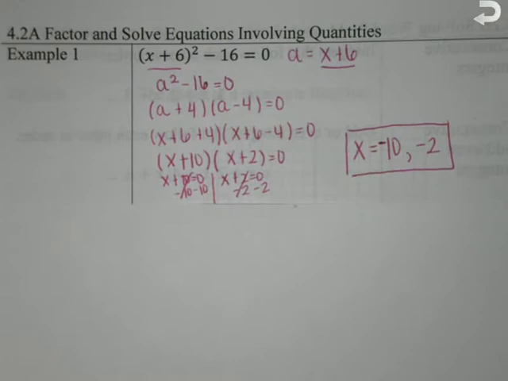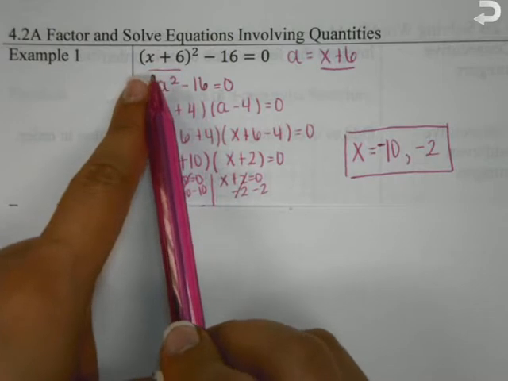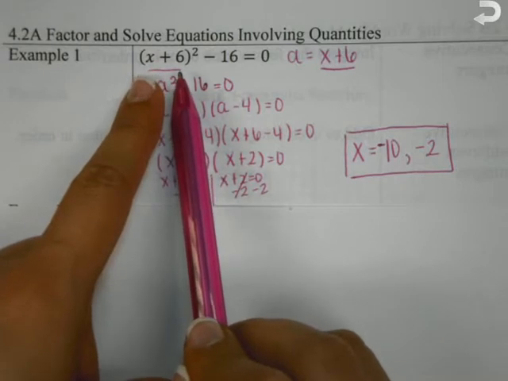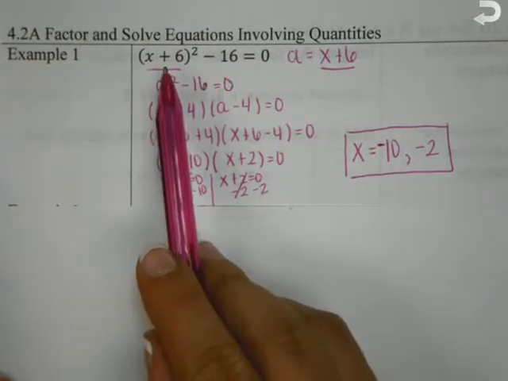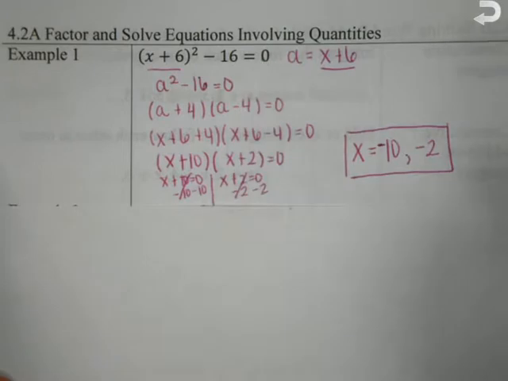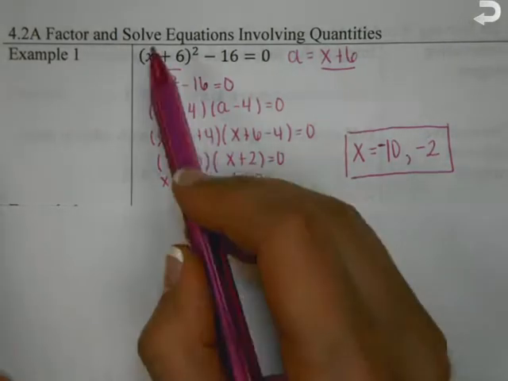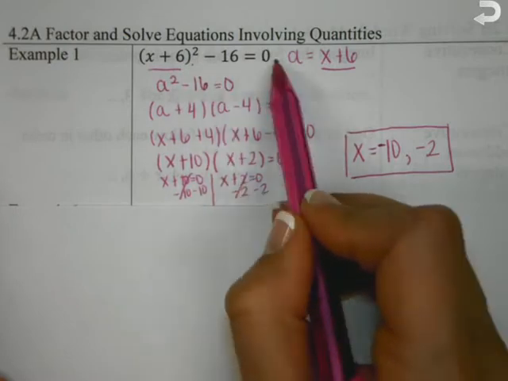A word of warning, you always want to make sure that you check your answers because it could possibly happen that one of our two answer choices doesn't work. So I'm just going to do a quick mental check. If I plug negative 10 in for x, what's negative 10 plus 6? Negative 4. And negative 4 squared gives me 16. And 16 minus 16 is 0, right? So it works. What if I plugged in negative 2? What's negative 2 plus 6? 4. 4 squared is 16. And so it works still, right? So both of our answers are correct.